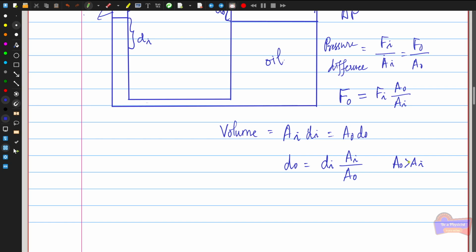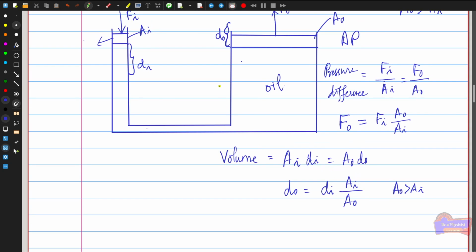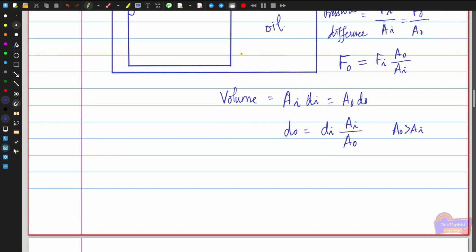which shows that if A_o is greater than A_i, as shown in this figure, then the output piston moves a smaller distance than the input piston moves. Okay, so the input piston is moving a large distance. However, to equate this volume, the output piston only moves a small distance d_o to maintain the equivalence.